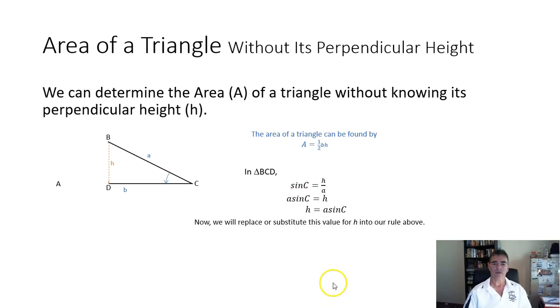Now that we've done that, we're going to substitute this H value back into our original rule, so we no longer have an H there. So replace or substitute, whichever word you're used to. We're going to take that original rule, half times base times height, and replace the H with a sine C. So wherever the H was, I've replaced it with a sine C because that's what we came up with before. And I'm just going to rearrange that because normally we have our pronumerals in alphabetical order. So our rule is A equals a half ab sine C. So that's the rule we're going to use once we no longer have that vertical height.